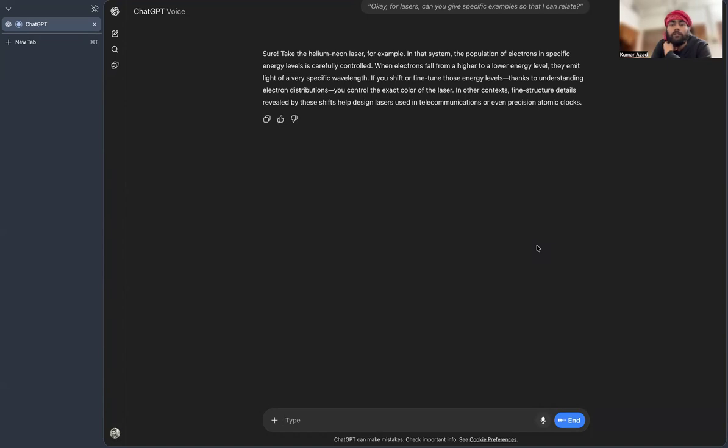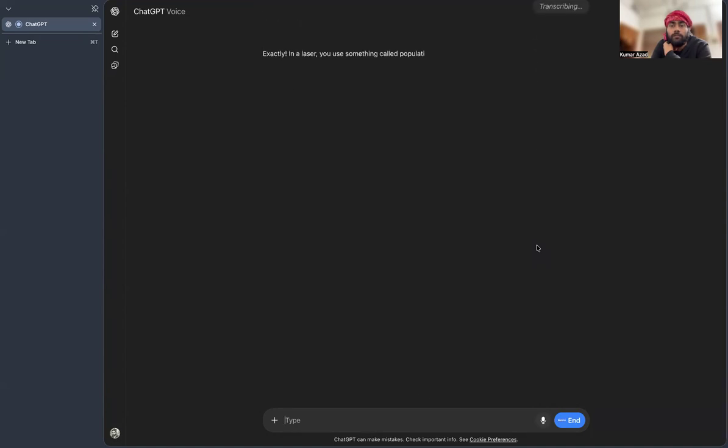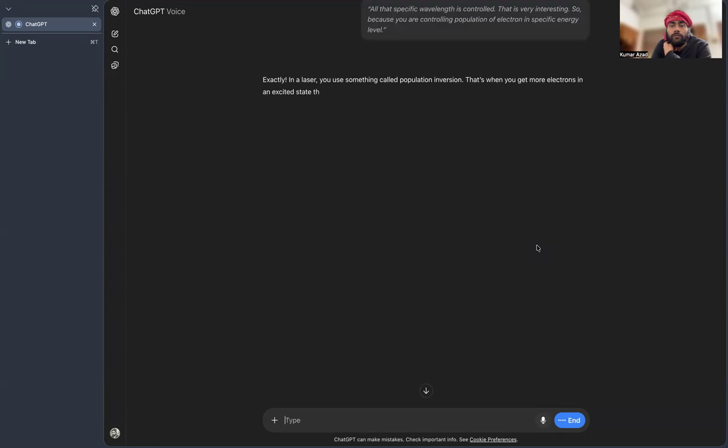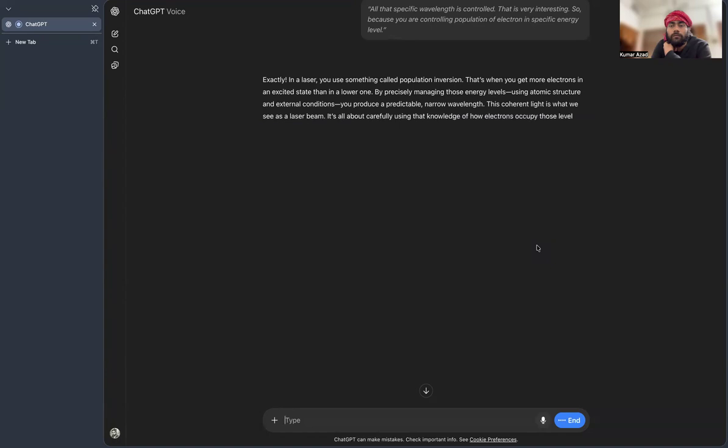How that specific wavelength is controlled, that is very interesting. So, because you are controlling the population of electrons in specific energy levels. Exactly. In a laser, you use something called population inversion. That's when you get more electrons in an excited state than in a lower one. By precisely managing those energy levels, using atomic structure and external conditions, you produce a predictable narrow wavelength. This coherent light is what we see as a laser beam. It's all about carefully using that knowledge of how electrons occupy those levels.